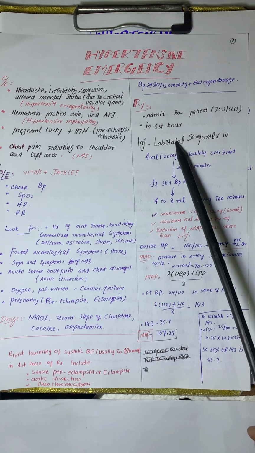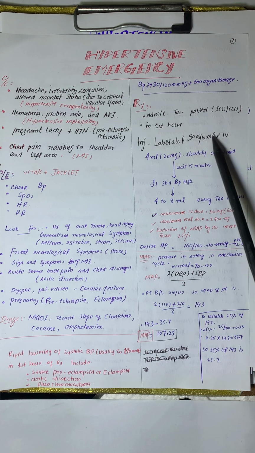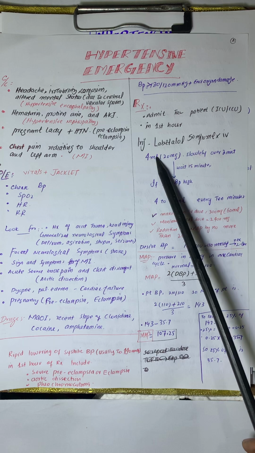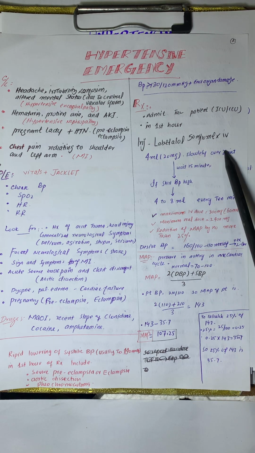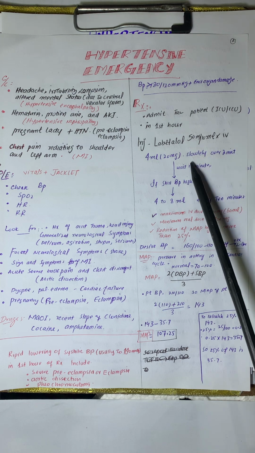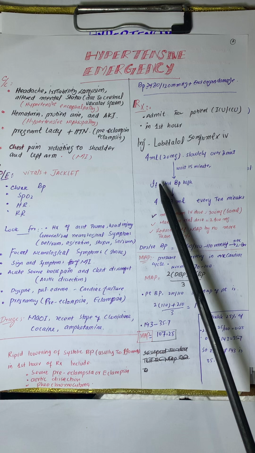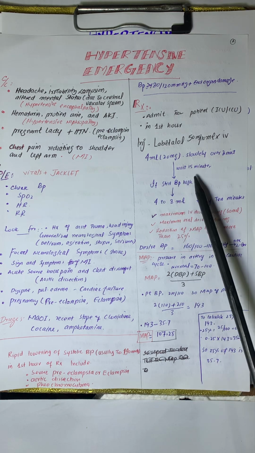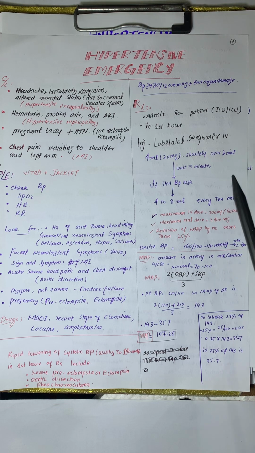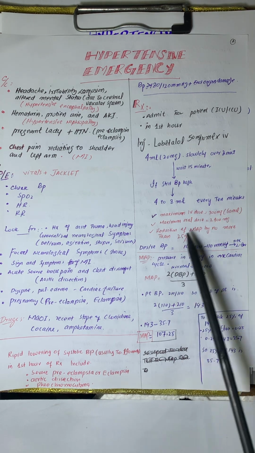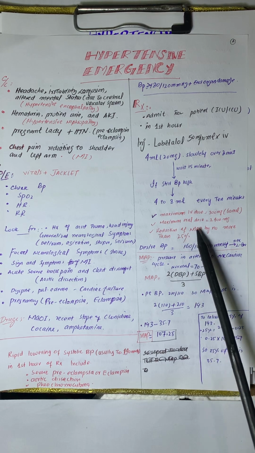Must remember, give injection labetalol, which comes in strength 50 mg per 10 ml. You give 4 ml, 20 mg, slowly over 2 minutes. Wait for 15 minutes and check the blood pressure. If blood pressure is still high, use 4 to 8 ml every 10 minutes. We say reduce blood pressure in the first hour by 25% of mean arterial pressure.